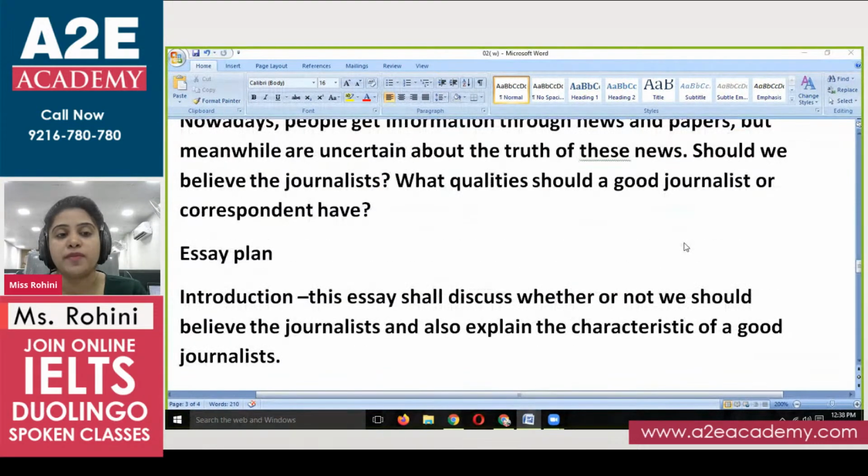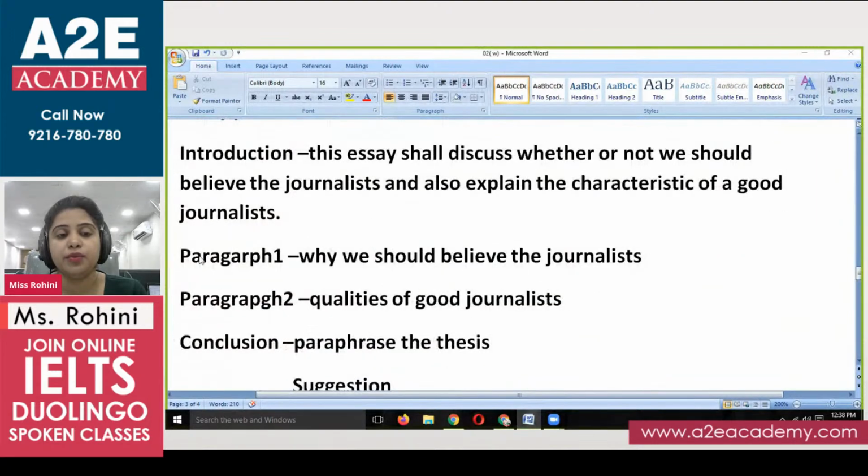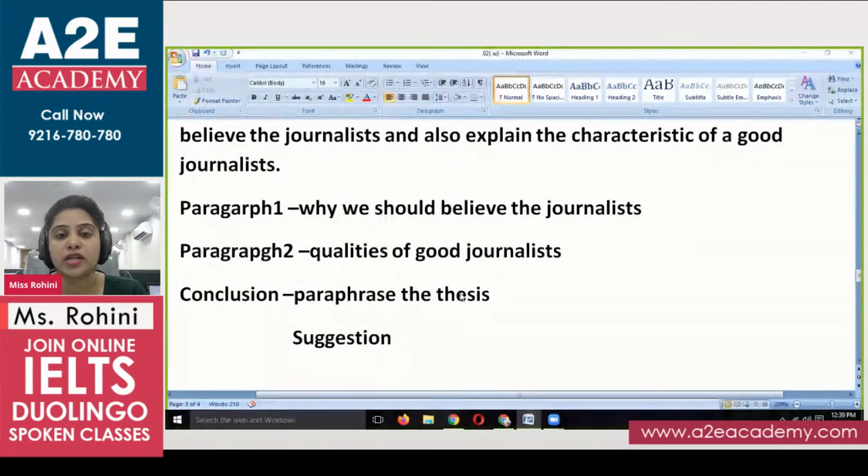Now next is body paragraph. अब body paragraph देखिए, सबसे पहले BP1 में हमें लिखना है why we should believe the journalist. हमें journalists पे क्यों believe करना चाहिए. And then second में लिखेंगे what qualities of good journalist. जो second question है आपका. And then in the end paraphrase the thesis. Conclusion में हमने अपनी thesis statement को एक बार से दोबारा rephrase करना है, and last में एक suggestion देनी है. Okay, so for that सबसे पहले BP1 डिस्कस करते हैं.